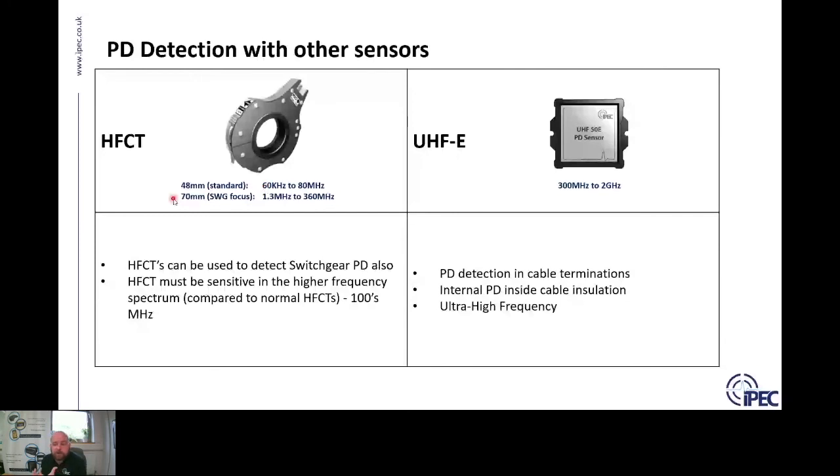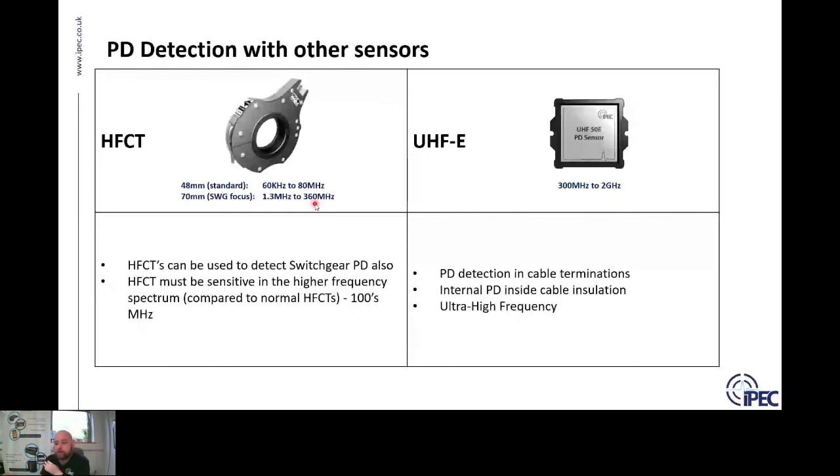You can install an HFCT in exactly the same way you would for cable PD, attaching it on the earth sheath or around the core. But it has a much higher frequency response, 1.3 megahertz up to 360 megahertz, in one of our HFCTs focused on switchgear. This higher frequency component means it will also be able to detect PD coming from within the associated switchgear. That could be medium voltage AIS, medium voltage GIS, or even in some cases, the EHV GIS.